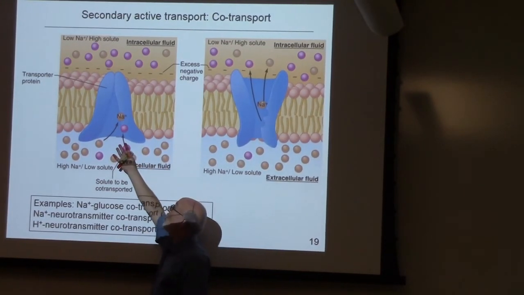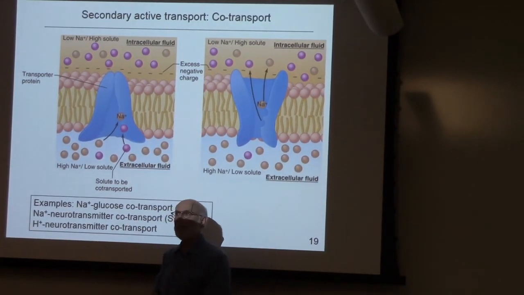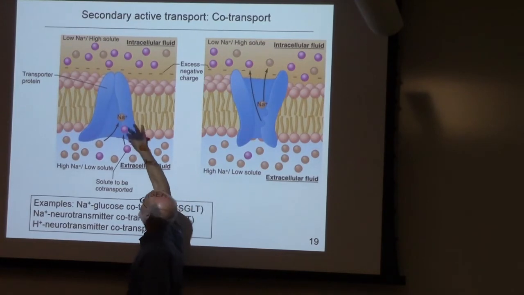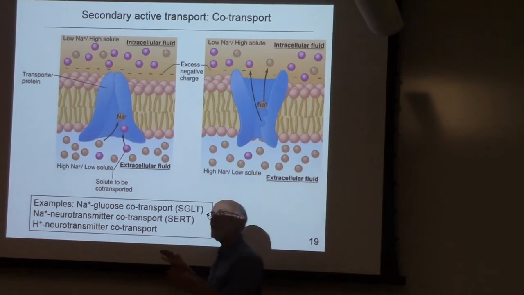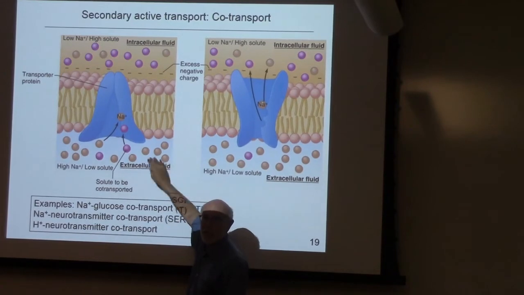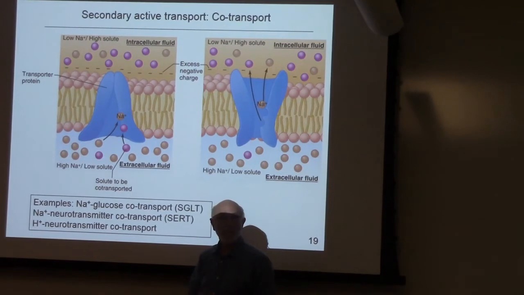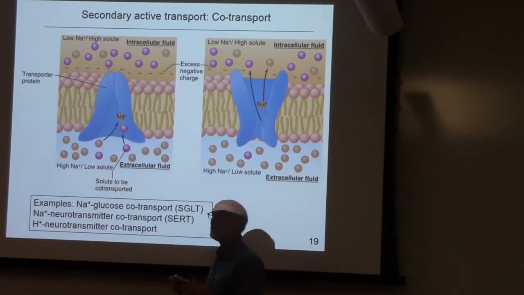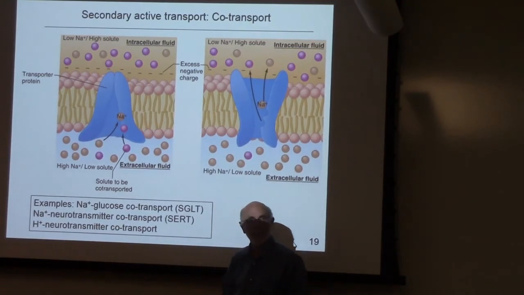Is the energy for this glucose pumping coming directly from ATP? No, this protein does not hydrolyze ATP. It's coming from the co-transport of sodium. Sodium is flowing down its concentration gradient from high concentration to low concentration. That is a favorable reaction. And glucose is being pumped. So the energy is coming from the sodium gradient.